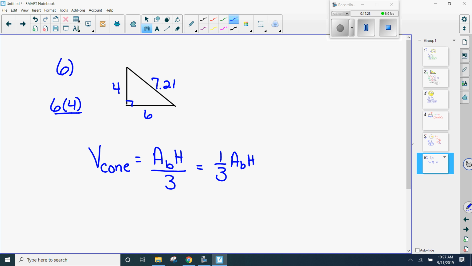4 times 6 divided by 2, which is 12. So the area of the base is 12. I take that times the height. What is the height of the pyramid? 10. And some of you stopped there and said your answer was 120 cubic centimeters. That's if it's a prism, if it has this triangle here and another triangle out here, and it looks more like this figure.